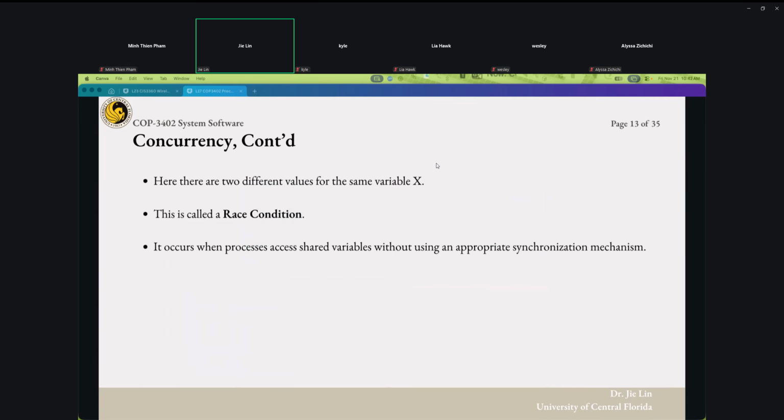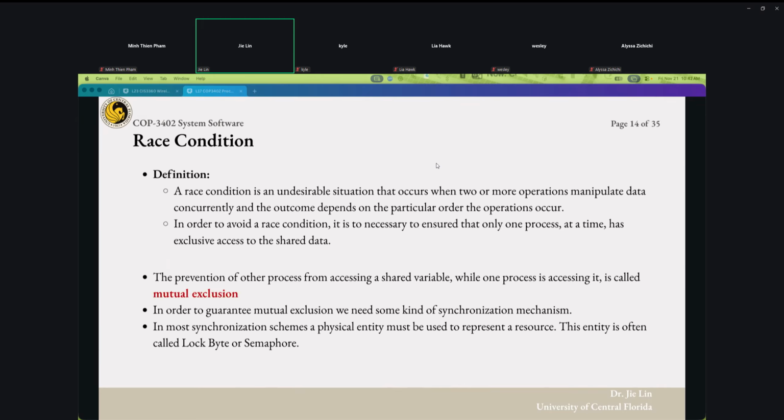From the scenario we just worked through, we see firsthand how concurrency can cause inconsistency. Specifically, we observe two different values, 6 and 14, for the shared data X due to uncontrolled concurrent access. This problematic scenario is formally called a race condition. It occurs precisely when multiple processes access and modify shared data without proper synchronization methods, leading to unpredictable and erroneous outcomes. But how can we define that? We have to understand the scenario, but we need to define race condition.